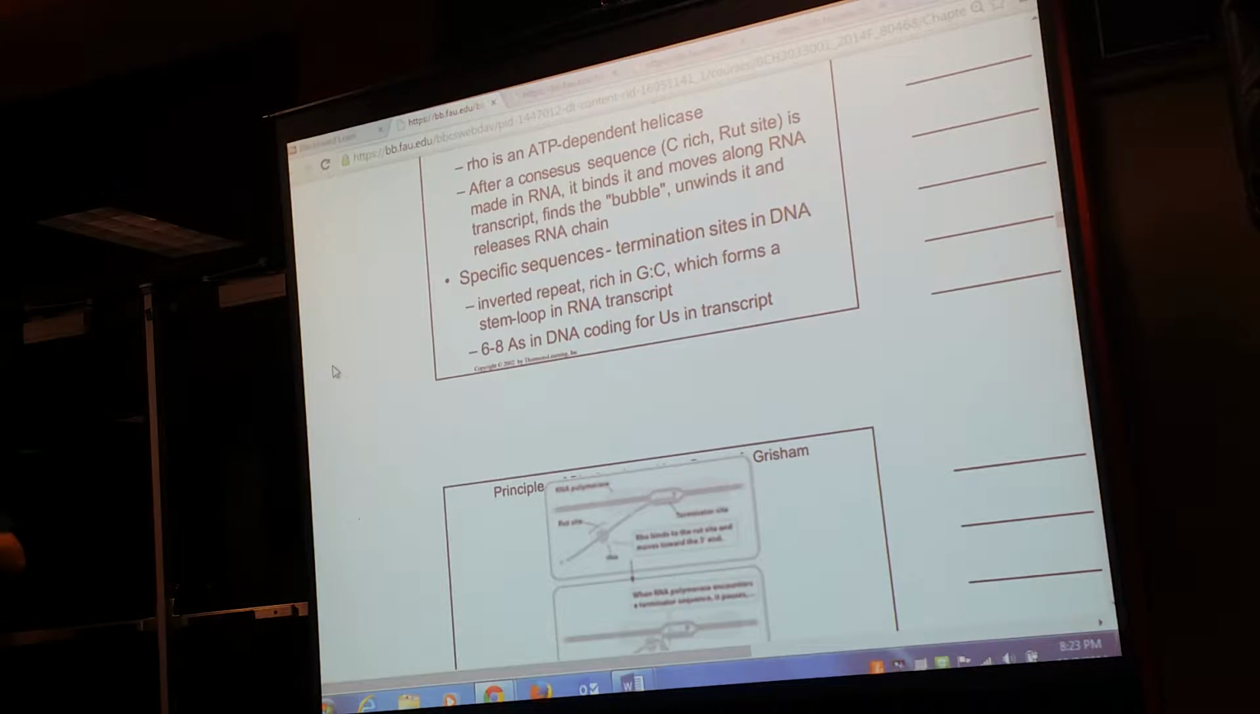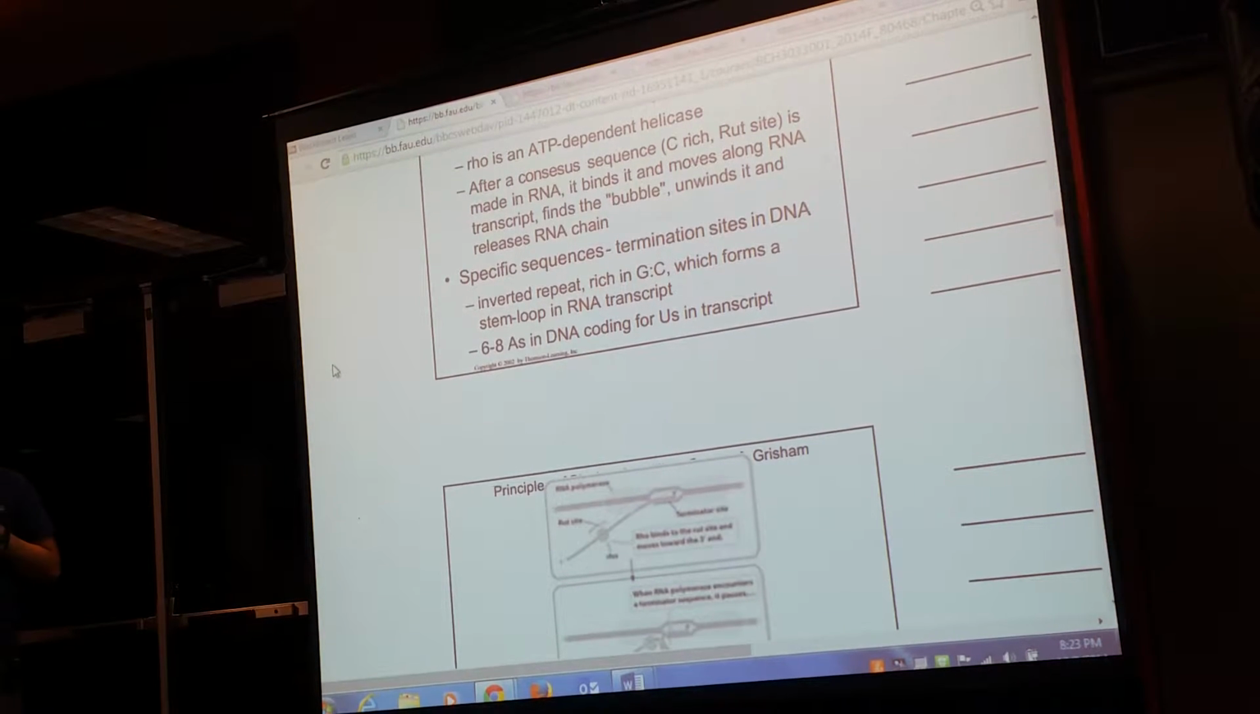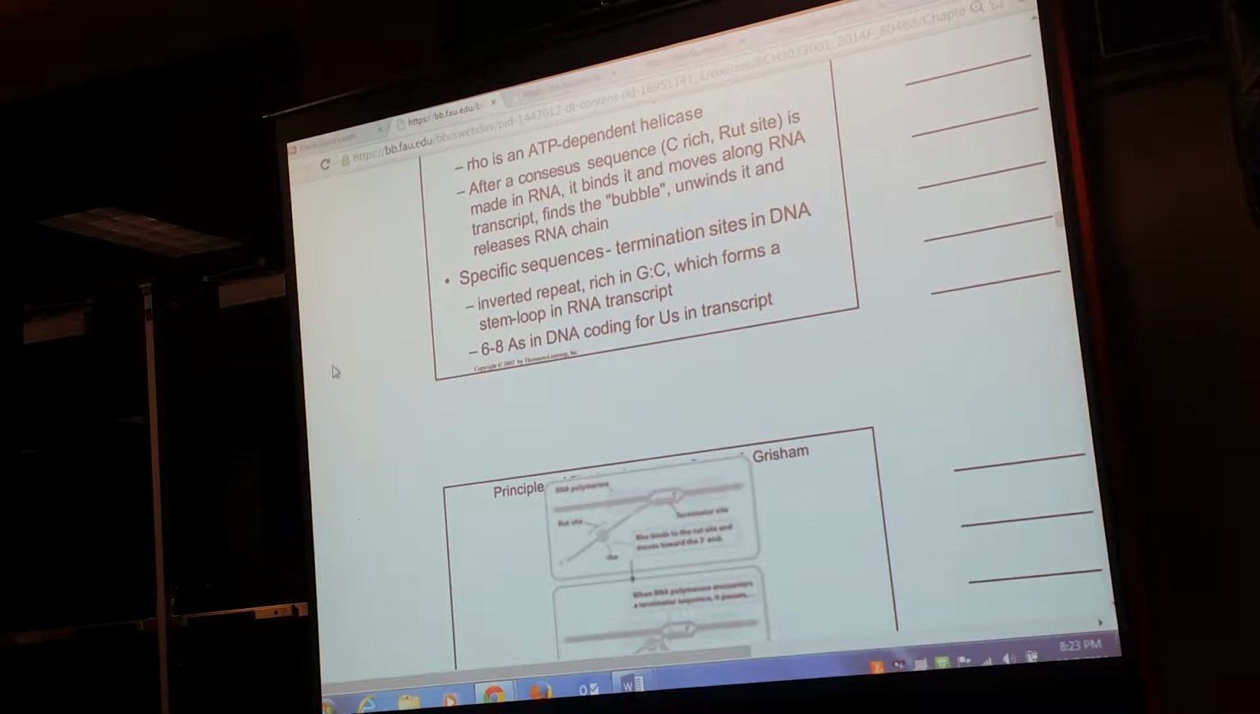You may be asked a question, given a DNA sequence, or given several DNA sequences, which one is going to form a hairpin loop, or which one is going to be where transcription is terminated. So you need to be able to identify inverted repeats in the DNA sequences that he gives. Yeah, you need to find out which one has inverted repeats. I believe there was a practice question on that. So yeah, make sure you're able to do that.